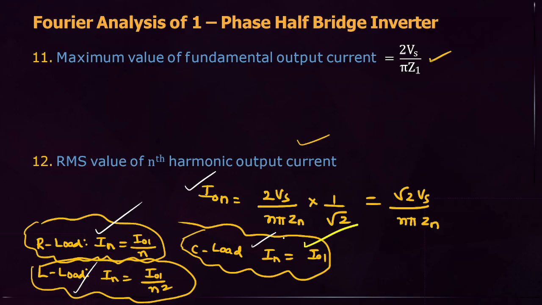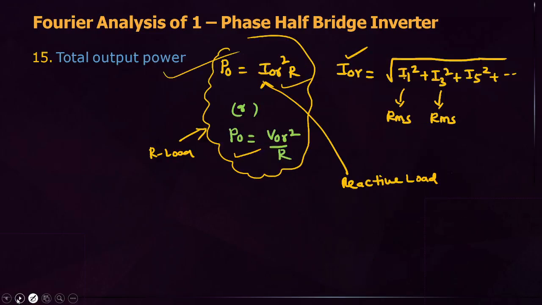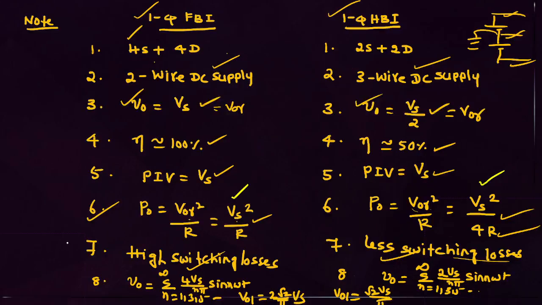For capacitive loads, in this voltage source inverter, the nth order harmonic current is independent of the order of the harmonic. This is the RMS value of the fundamental output current. This is the fundamental output power, for the half bridge inverter. What is the fundamental output power? Then this is the total output power calculation that you have to consider.